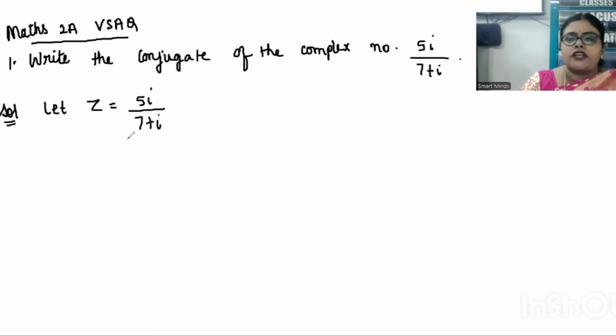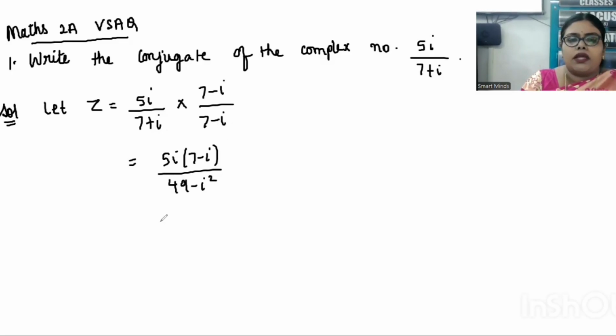Now whenever a fraction is given, you rationalize the denominator. So in the denominator you have 7 plus i. Multiply and divide with 7 minus i. Now multiply these two terms: 5i into 7 minus i. The denominator is in the form (a plus b) into (a minus b), so that is a square minus b square. So that is 35i minus 5i square by 49 minus.